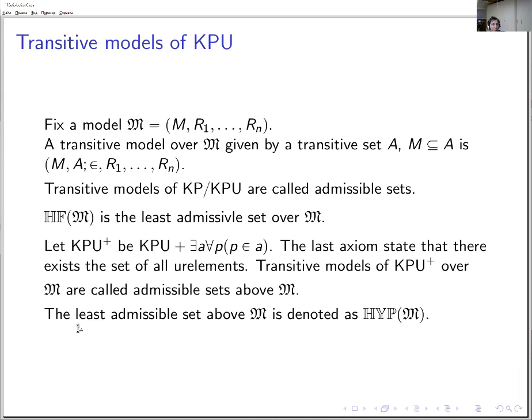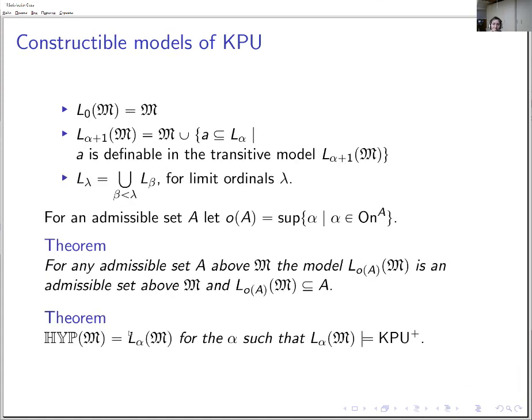The least admissible set above M is denoted HYP of M. HYP here stands for hyperarithmetic. There will be an explanation of why it's called HYP and how it's connected to hyperarithmetic sets. So let's discuss what HYP of M actually is.